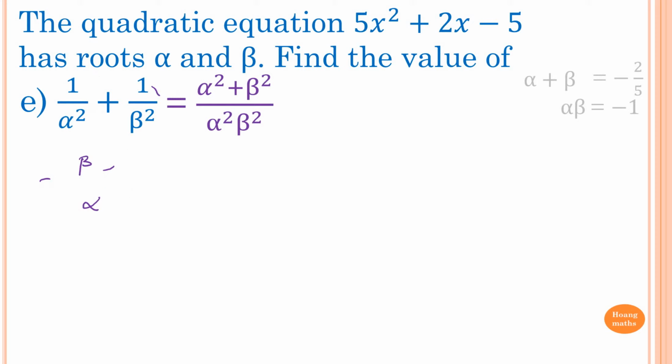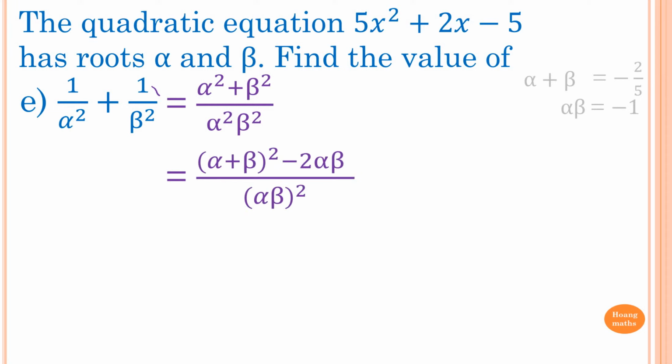So now I just work it out from the previous part, where alpha square plus beta square is alpha plus beta squared minus 2 alpha beta. If not, you can derive it yourself. Otherwise, just use the second part.